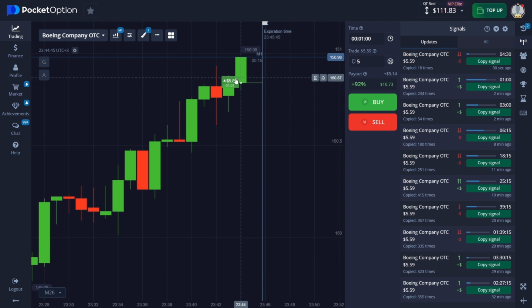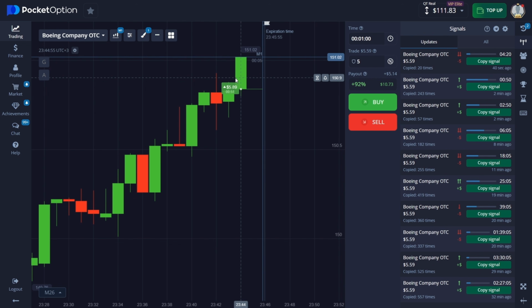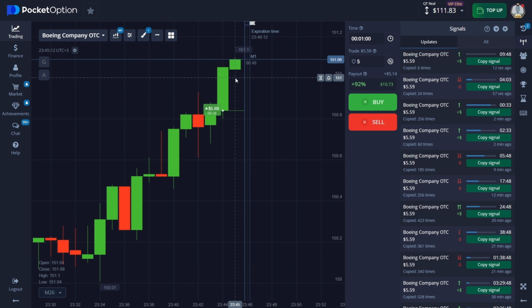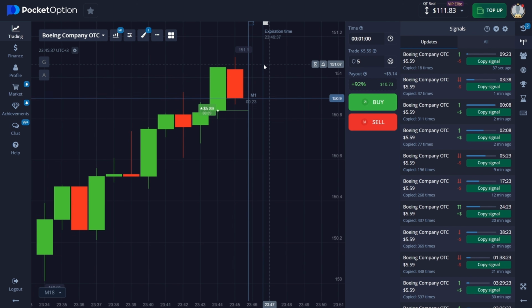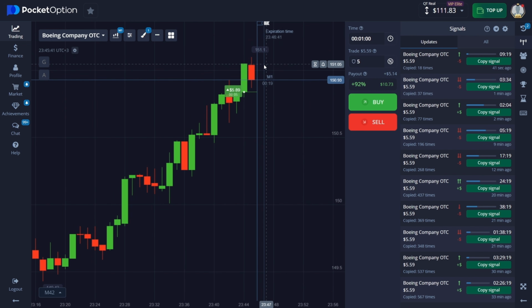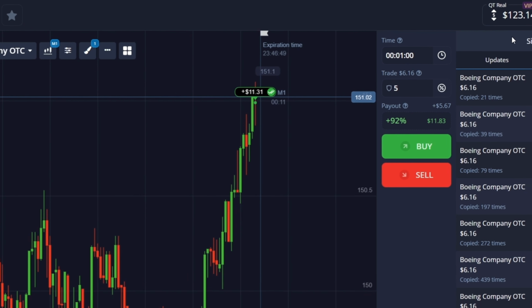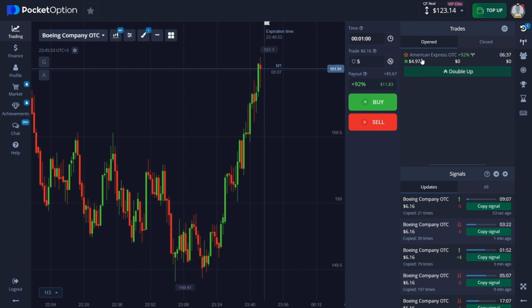Currently, the trade is in our favor, but we still have 1 minute left. As you can see, the number of copy times for the same trade has increased to 280 times. The trade is currently in our favor. With only 5 seconds left, it's a win. We won another trade. Now my balance is $123. We've gained almost 23% ROI.